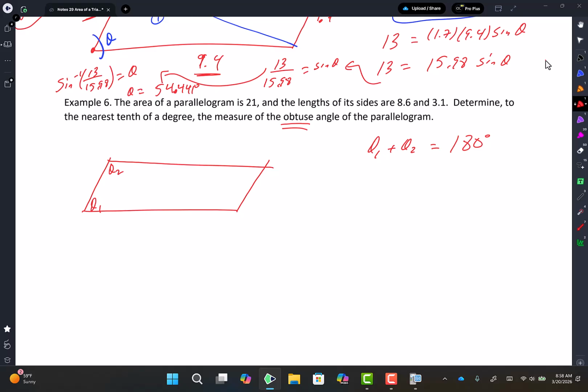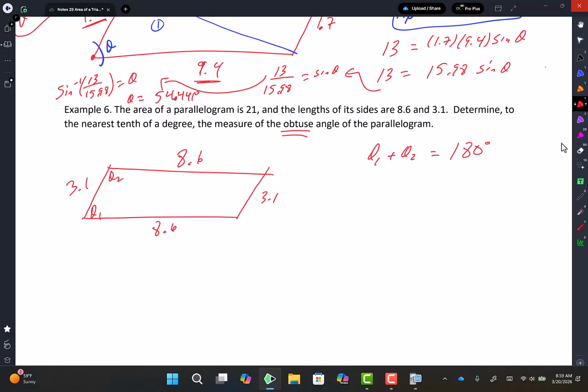All right, so when I write 8.6 right here and 3.1, and then 3.1 and 8.6, the calculator is dumb. It's not going to give me theta 2. It's not going to give me an obtuse angle. It's going to give me an acute angle. So we're going to have to subtract from 180 whatever angle we get to get the angle that we want. Does that make sense?